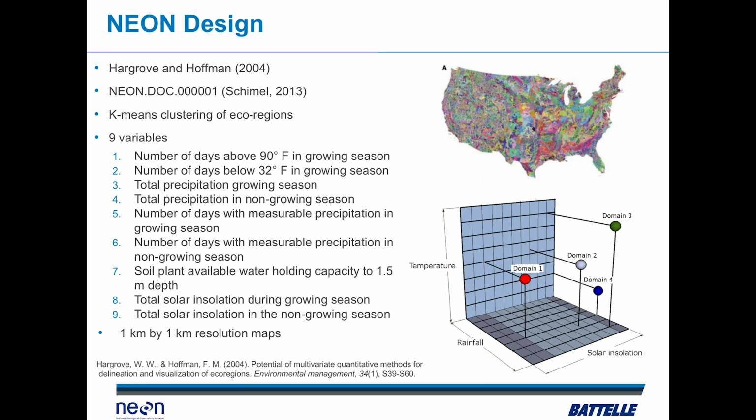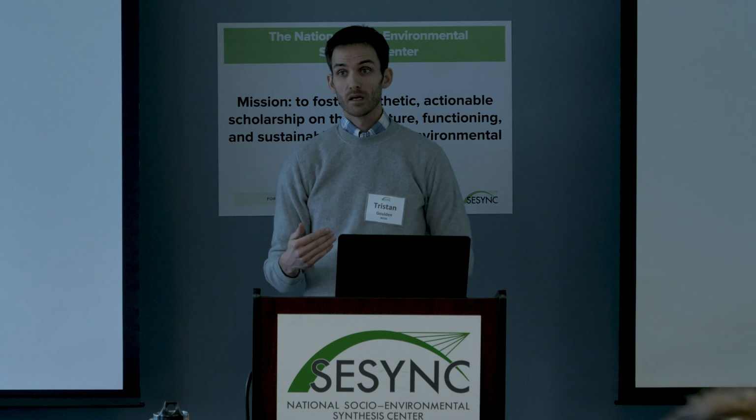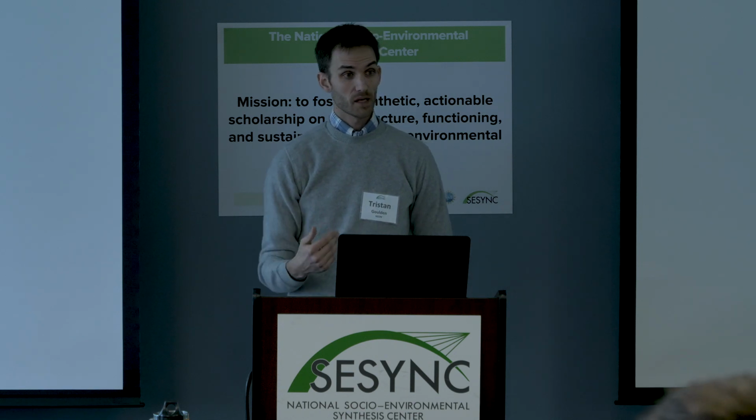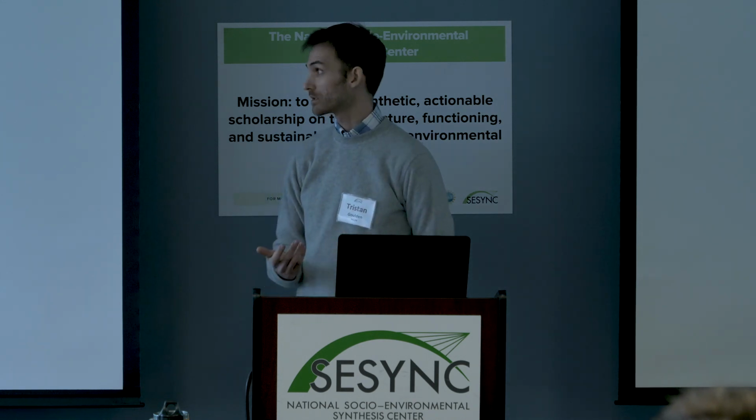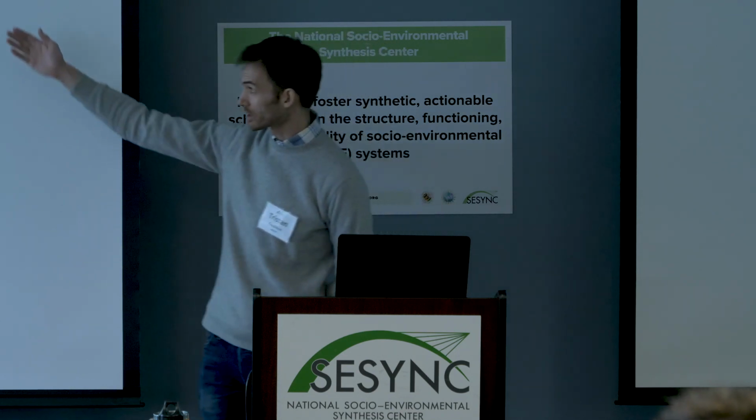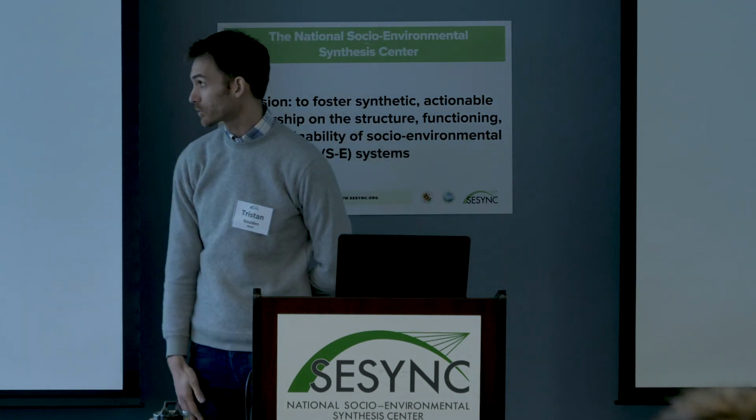And they thought that these variables were going to be the best to divide the continent into domains that would help answer the grand challenge questions that NEON is intended to answer, things about climate change, land use change, and invasive species. So that's why those exact 9 variables were chosen.